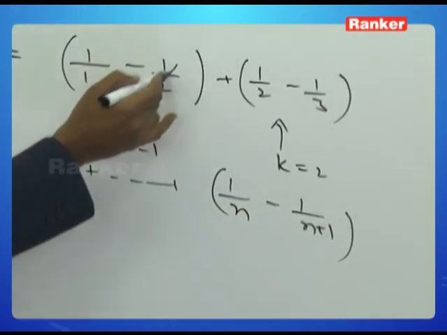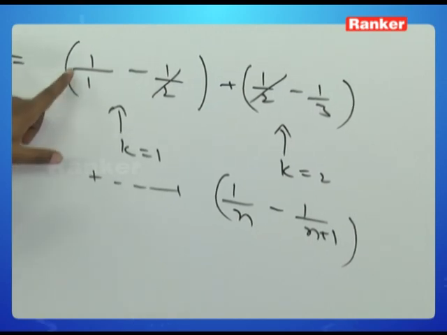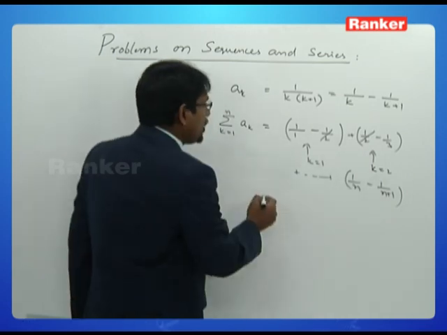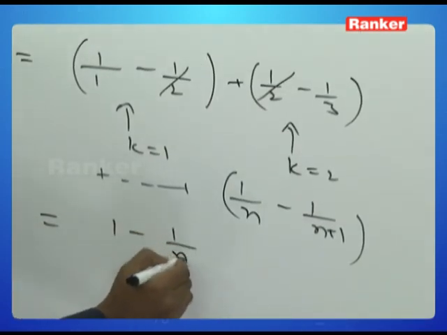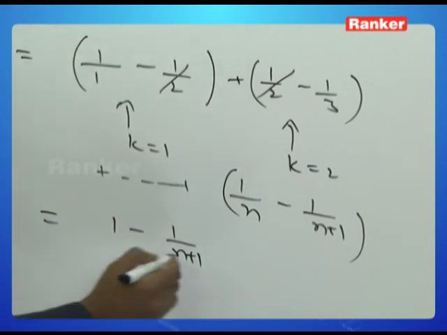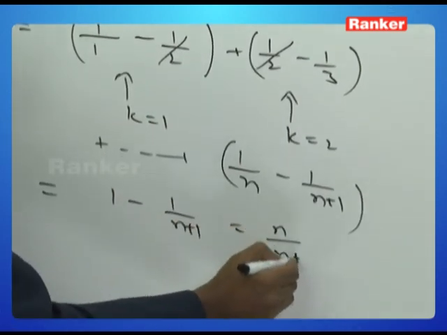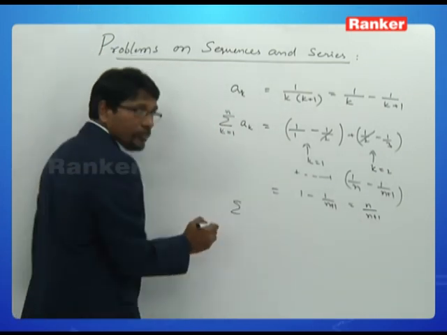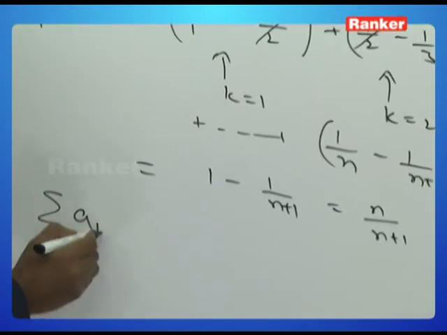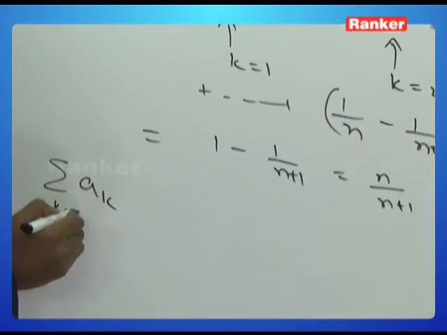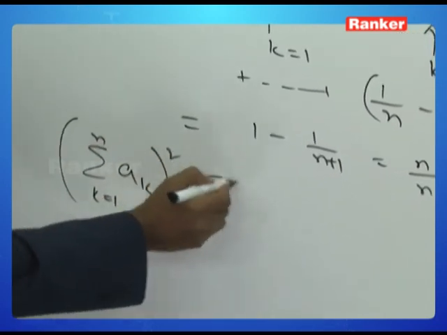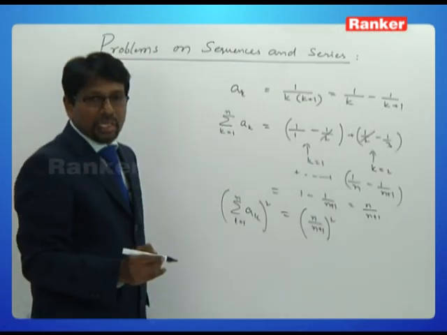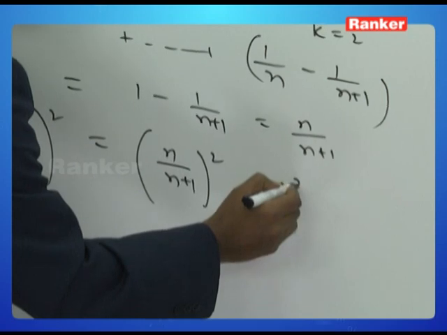You see that all the middle terms will get cancelled and you will be left with the first part of the first term and the second part of the last term. That makes it 1 minus 1 by (n plus 1). So all the middle terms get cancelled. And what do you get this to be? n by (n plus 1). Okay, so now what you want is sigma a_k, k ranging from 1 to n, the whole square of it. So what is that? n by (n plus 1) the whole square. So clearly it is n square by (n plus 1) the whole square.